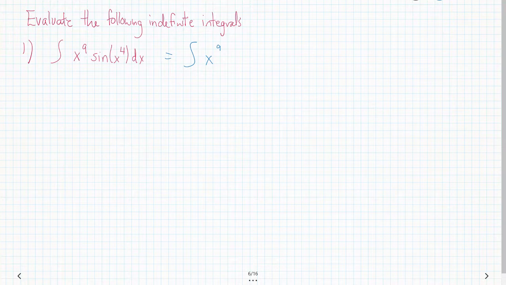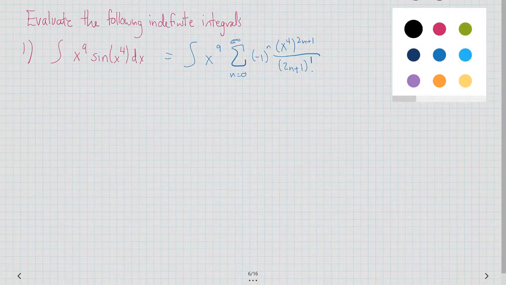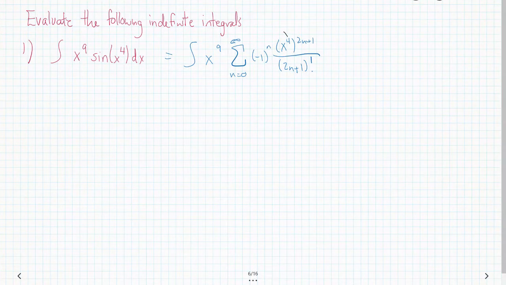We know that this is equal to this x to the 9th. Well, we can rewrite this as a summation, n equals 0 to infinity. What's sine of x to the 4th? An easier way for us to rewrite that would be negative 1 to the n, x to the 4th to the 2n plus 1, and then all over 2n plus 1, the quantity factorial. So notice this makes x to the 8n plus 4.